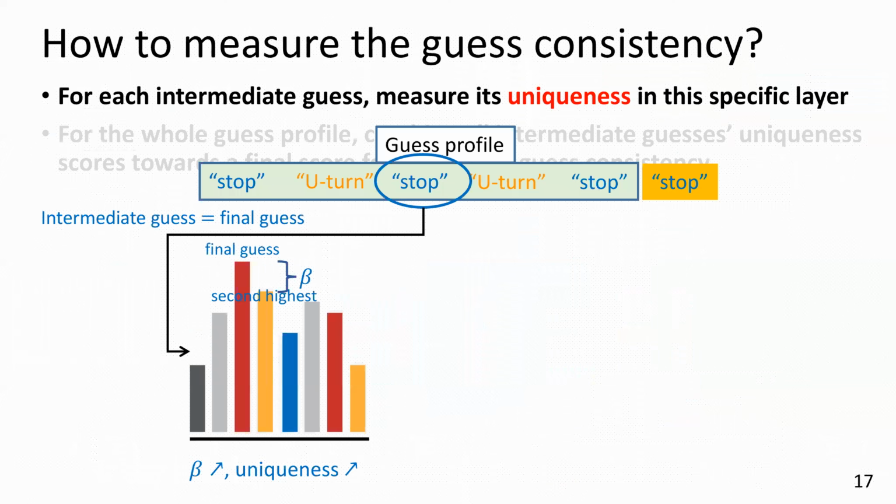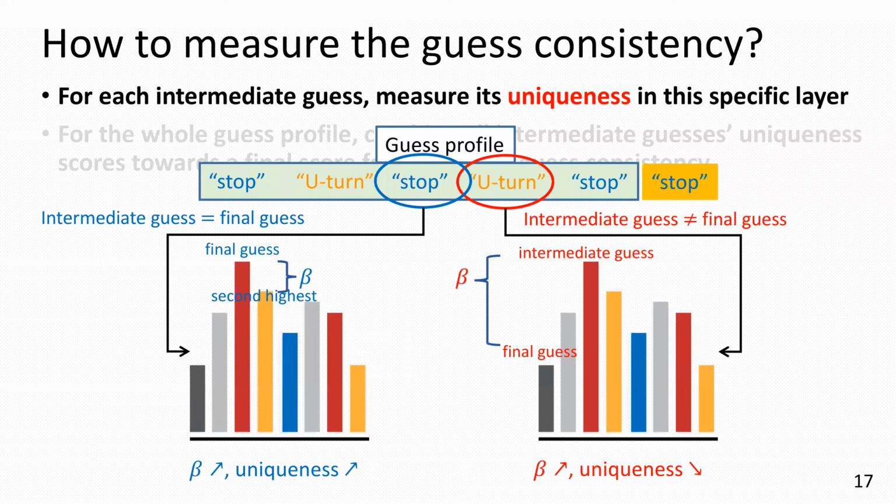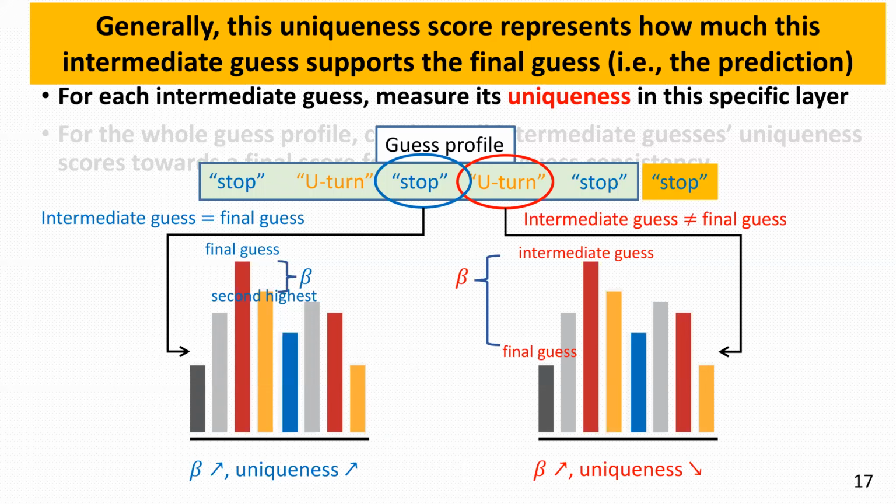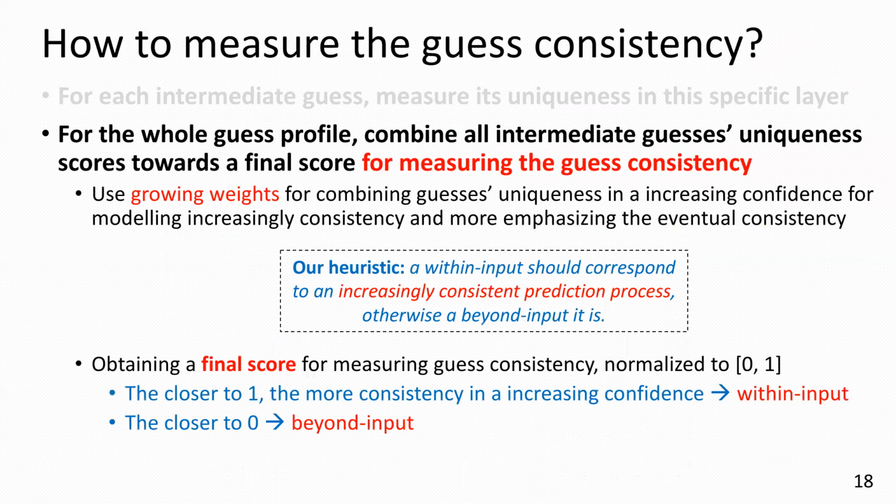If this specific intermediate gas equals the final one, we measure the range between it and the second highest label. The larger the range, the better the uniqueness. Otherwise, if they are not the same, we measure the range between each other, and the larger the range, the worse the uniqueness. Generally, such measured uniqueness score represents how much this intermediate gas supports the final prediction.